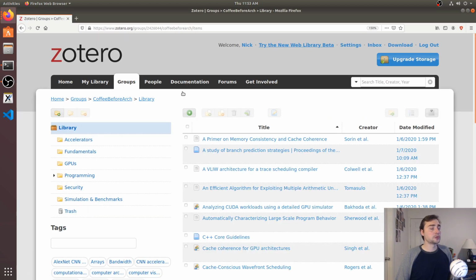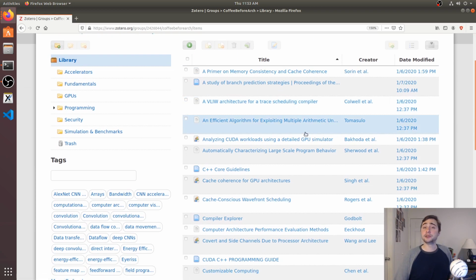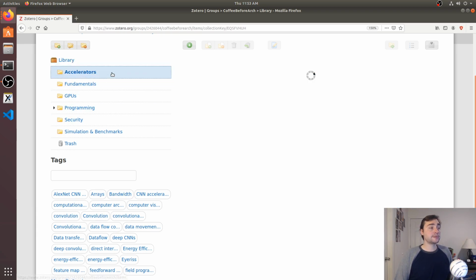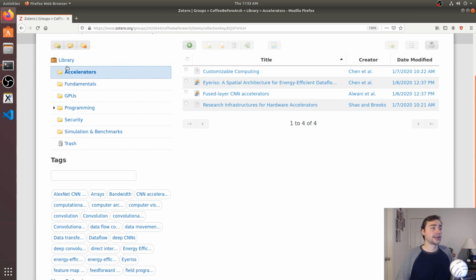So we go ahead and go to the group library over here, and I'll have links to these below in the description. I've got basically a list of some of the most influential papers in computer architecture and the related areas, such as accelerator research. So if you're interested in mainly accelerators, you can sort by or just look at this collection called accelerators. Right now I have a couple papers in here and a couple books that are very important.